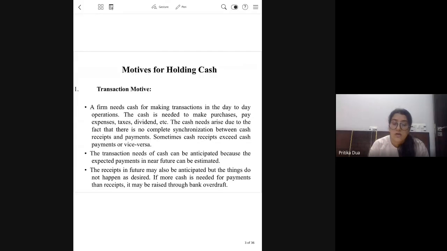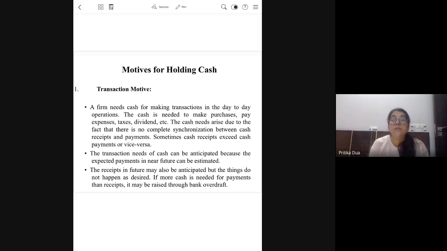next term. Okay, so when we did the cash budget, we did it on a monthly basis. There was an opening cash balance, whatever the receipts of cash were, they were added, your payments were subtracted, and you got the closing cash balance. If it is a positive value, then it is a surplus of cash. If it is a negative value, then you have a deficit of cash. So this is how the business keeps track of how much funds need to be tied up in cash for the transaction motive.